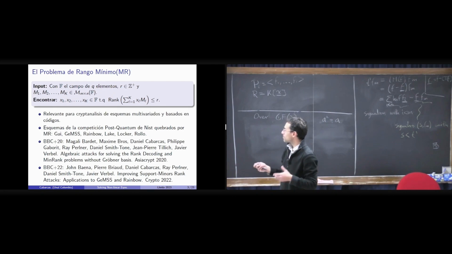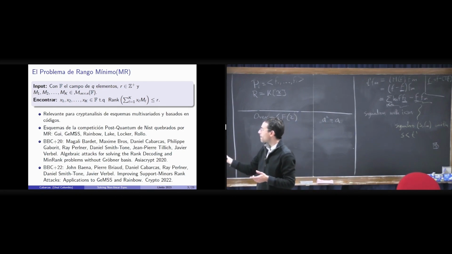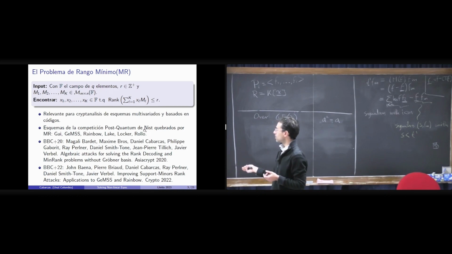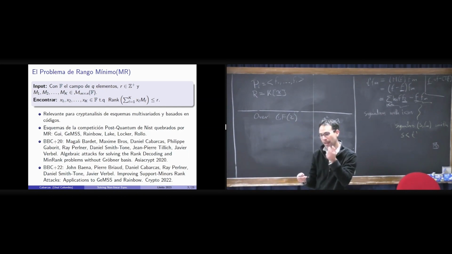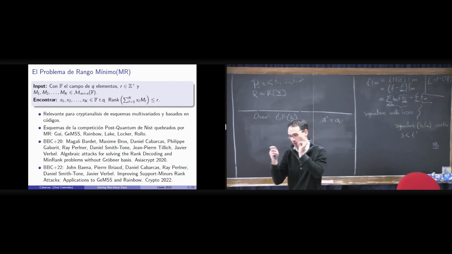And in the post-quantum NIST competition, many schemes have been broken using a reduction to the MinRank problem, including GeMSS, Rainbow, LAKE, LOCKER, and ROLLO. Some of these are multivariate schemes. The other ones are based on coding theory, where the metric is the rank metric.